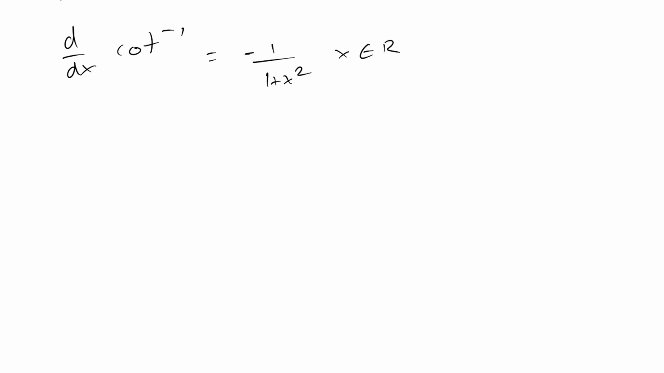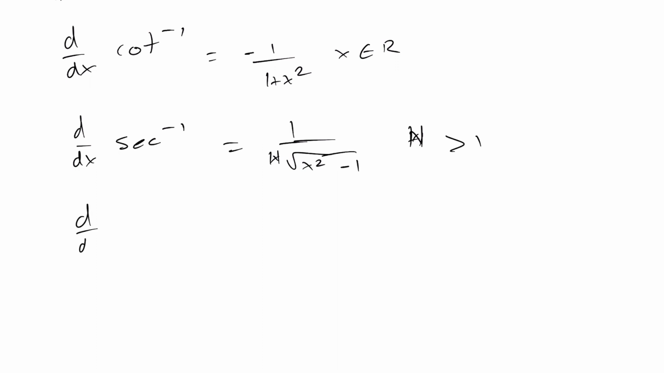2 left. The derivative of secant, the inverse of secant, is equal to 1 over the square root of x squared minus 1 as x has to be greater than 1 this time.